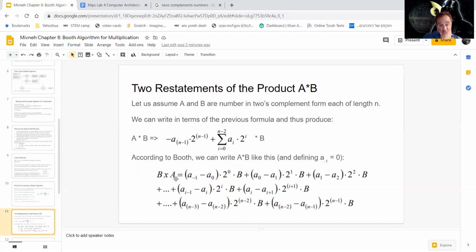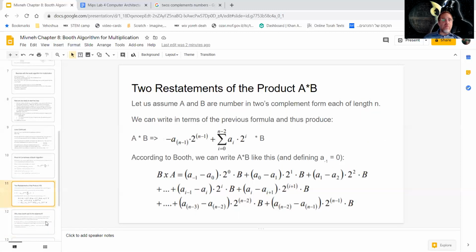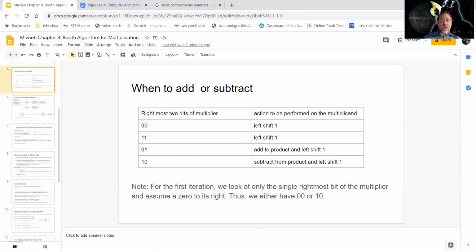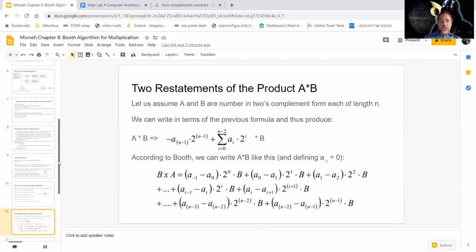If you remember, what does Booth say to do? Booth says that if it's 1, 0, subtract. Well, if we added a 0, so let's go to our thing. If we added a 0, if this was a 0 and this is a 1, what are we going to get here? We're going to get 0 minus 1, negative 1, which means it'll be negative 1 times 2 to the 0th power, which means I'll be subtracting that digit.